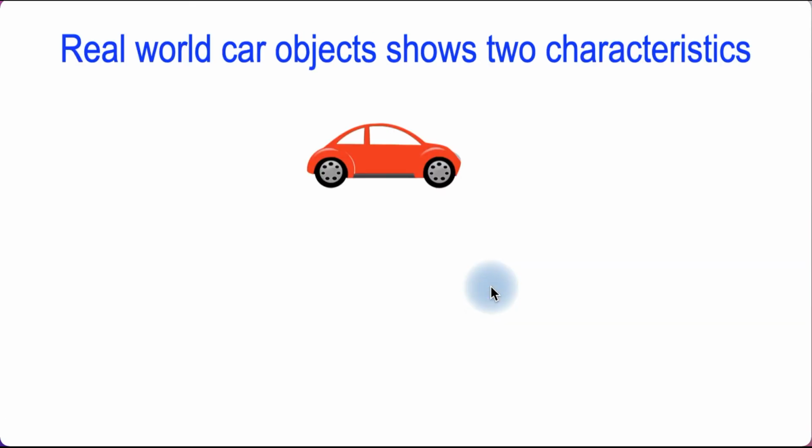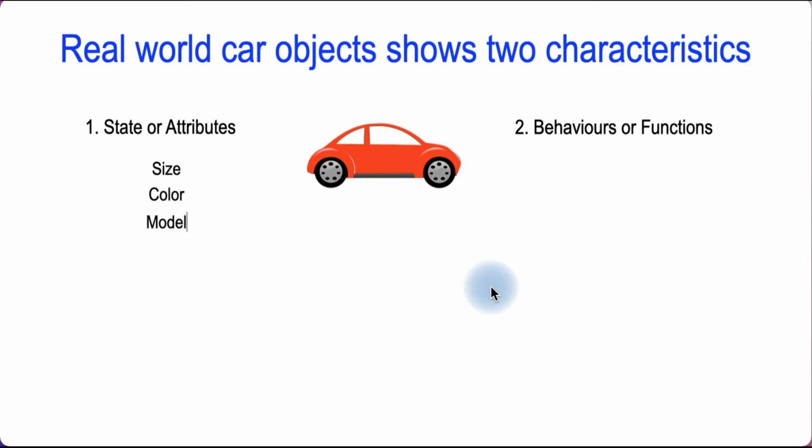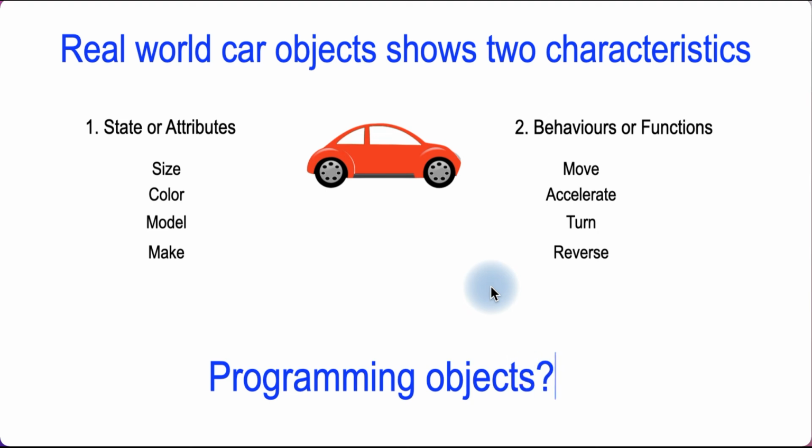The real-world car object shows two characteristics. One is, as we have already seen, state and attributes. Second is behaviors or functions. So in state, they have size, color, then model and make. And in behaviors, they can move, they can accelerate, they can turn, as well as they can reverse also. There may be many more behaviors we can define.